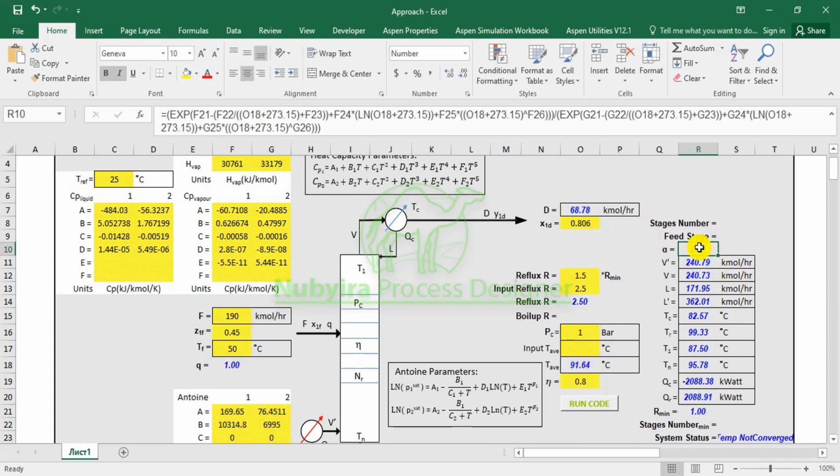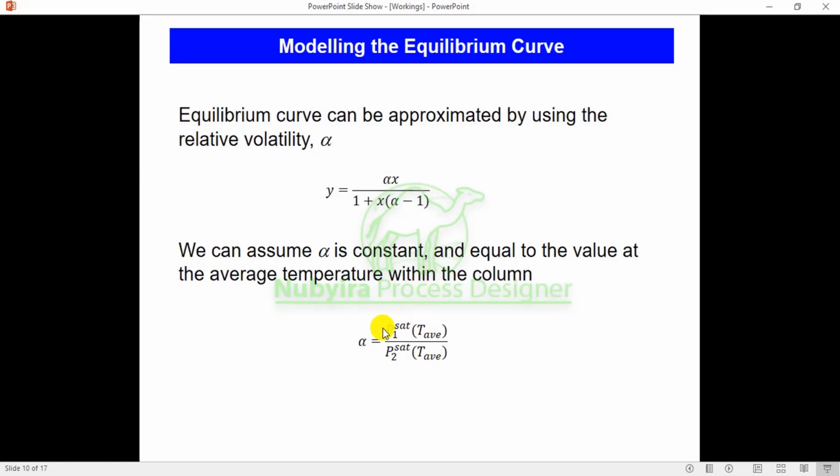So relative volatility should be greater than 1, because you expect the saturated vapor pressure of the light component to be greater than the saturated vapor pressure of the heavy component, unless you want to do it the other way around.